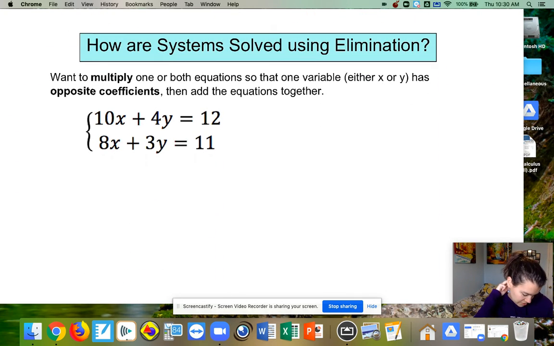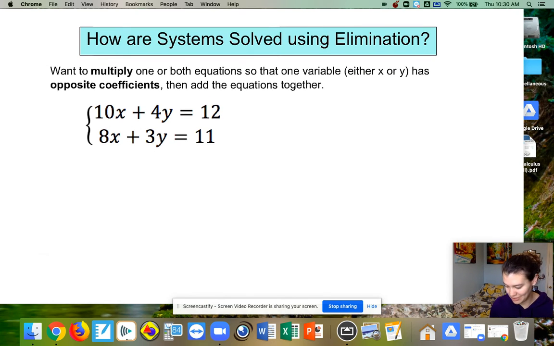All right, so here's another one. We want to get some opposite coefficients. This one's not quite as obvious what we can do. So we have a 4 and a 3, an 8 and a 10. Like, how can we get them to be the same? If you're not sure, you can take your two smallest numbers and multiply by that.